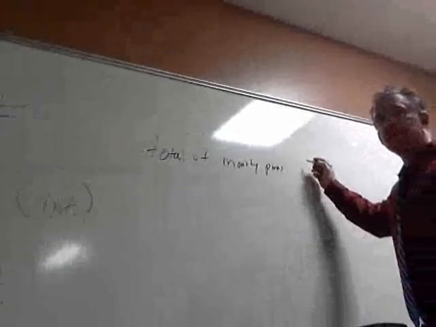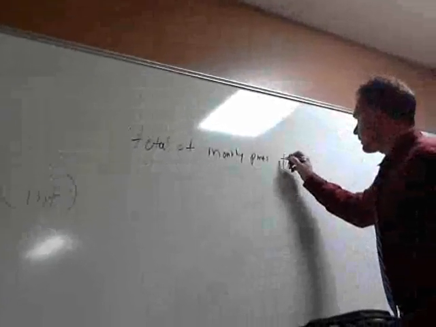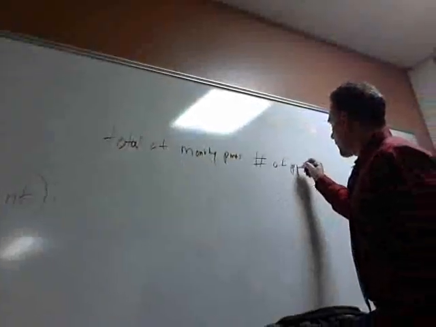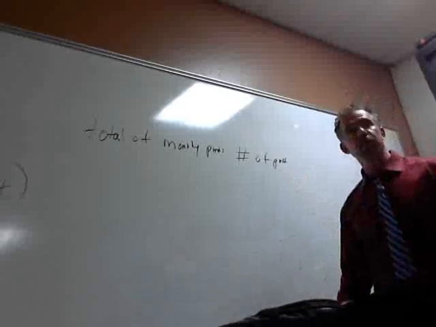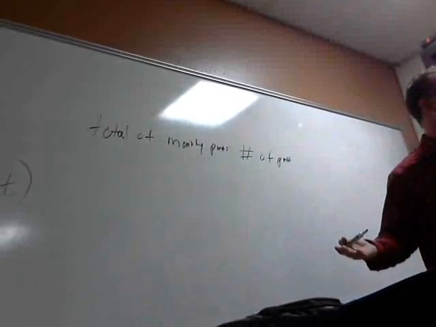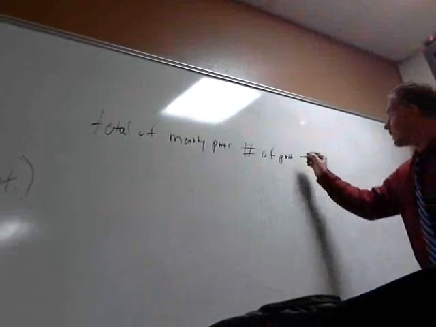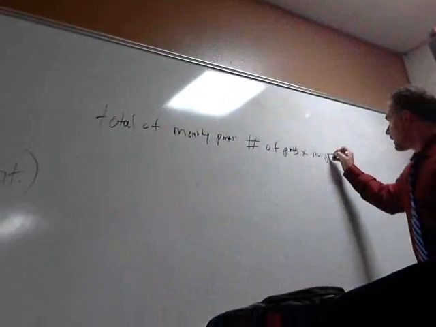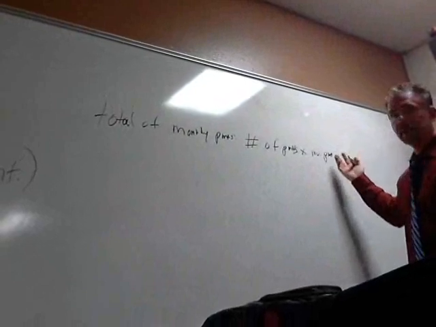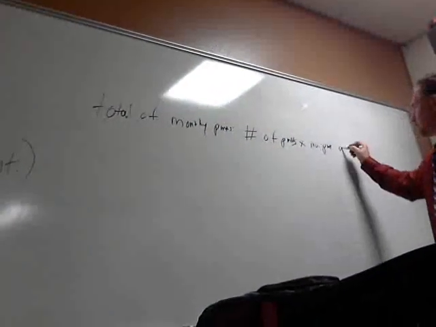Who can tell me what it would be? The number of payments? The total number of payments you're going to make? In other words, if you're paying monthly for 5 years, that would be 60 payments, right? The number of payments times what? The payment amount. So that's how you get the total of payments.